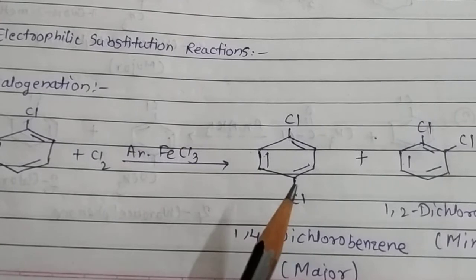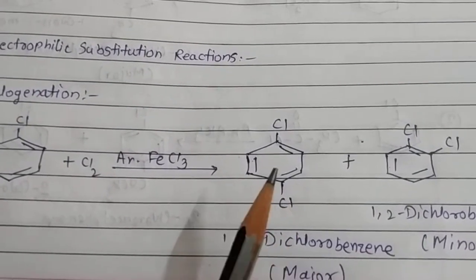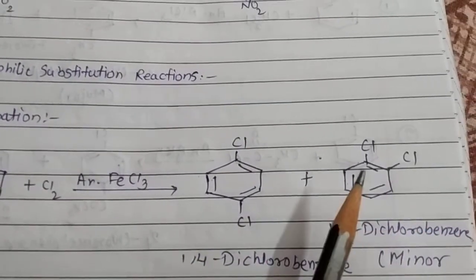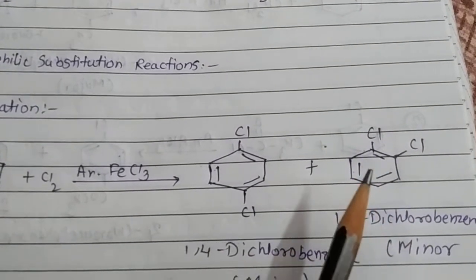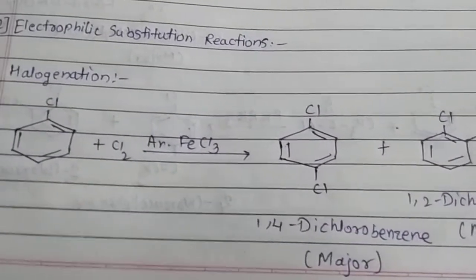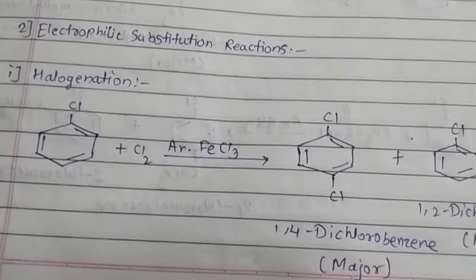So mostly para is the major product because there is no crowding. In ortho we can see crowding, and because of this crowding it becomes minor. So para is the major product.